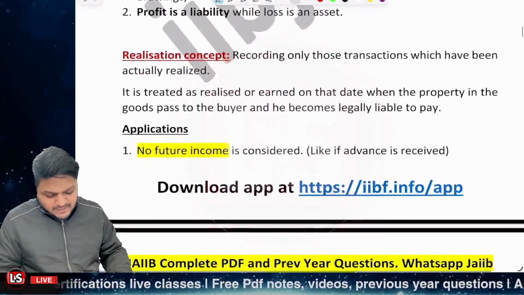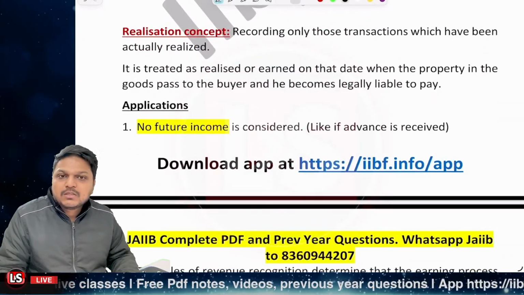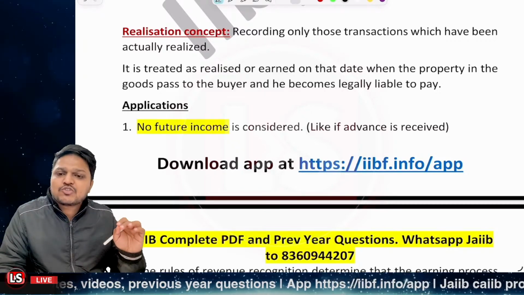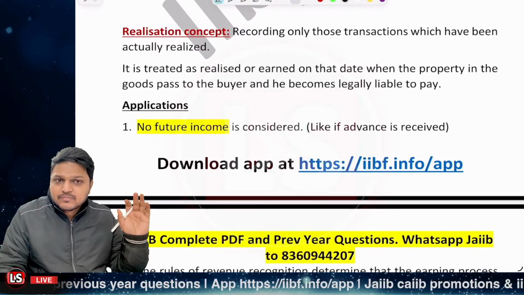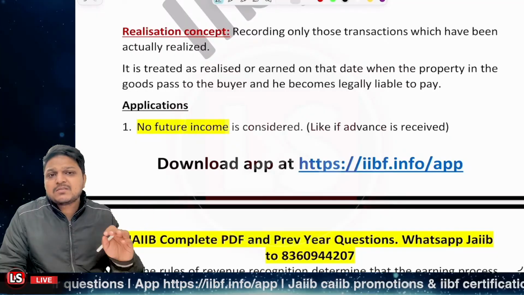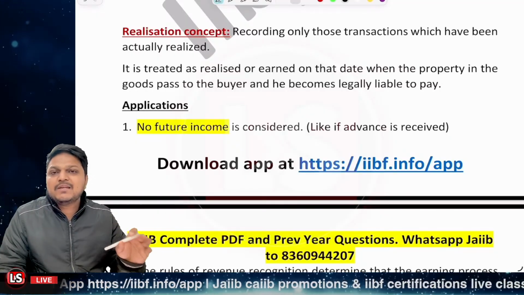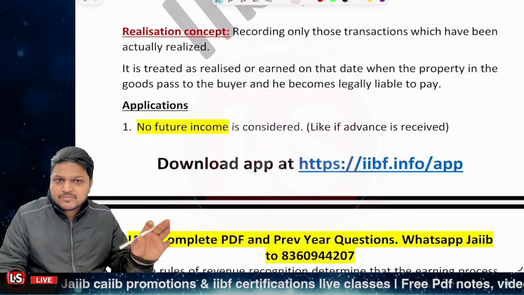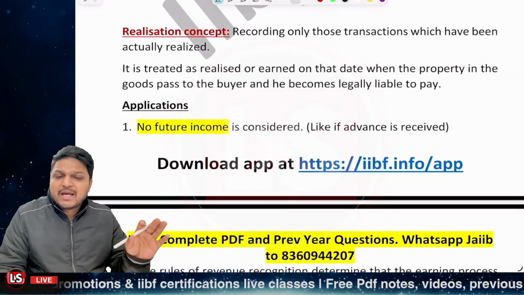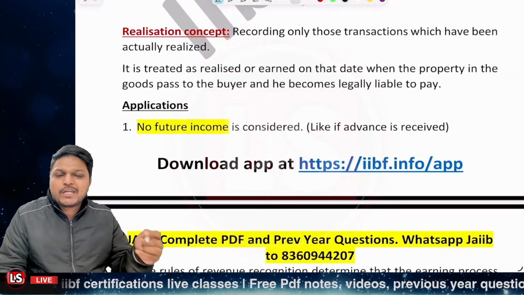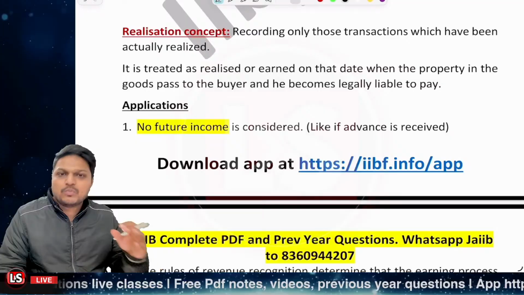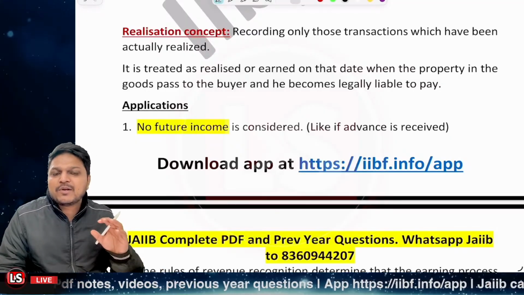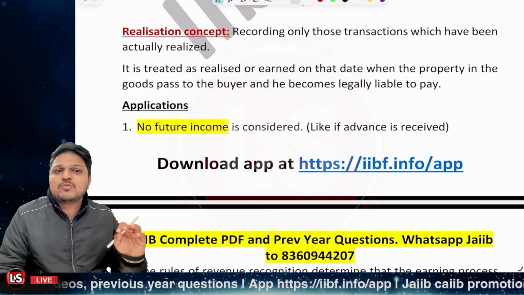The next concept is the realization concept. Keep in mind, we are to record only those transactions which have actually been realized, and it is treated as realized only when there is a legal liability to receive the money or to pay the money. That's it. So you have the obligation, or the authority to receive the money which is legally due. Only then should you record that transaction. No future income is to be considered.